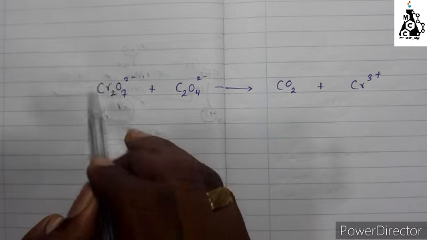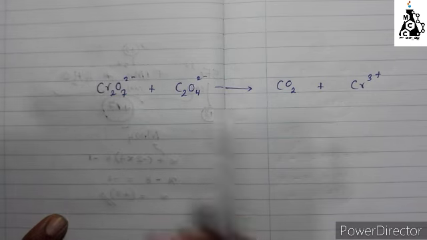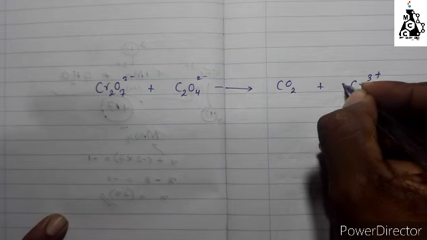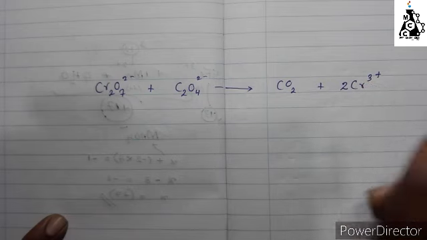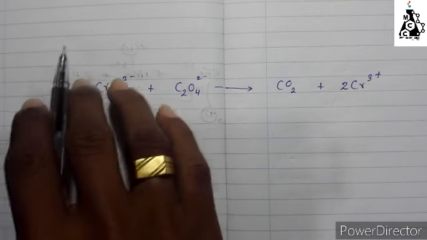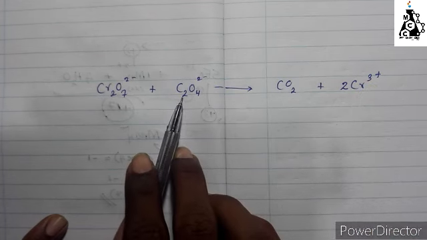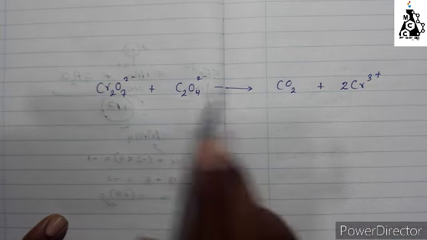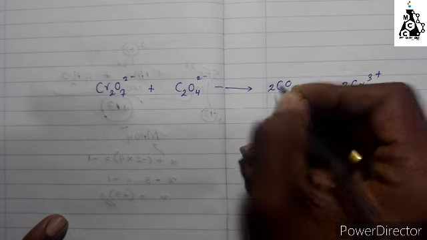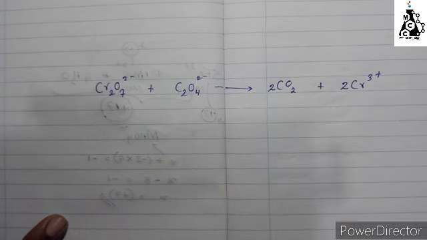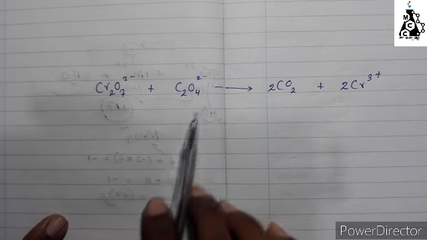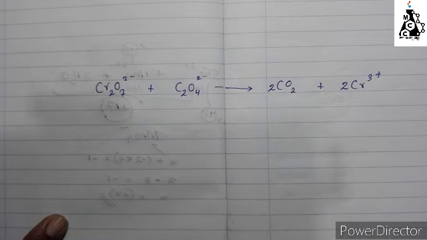They have 2 chromium atoms. Because of that, first of all, you have to add 2 and balance chromium on your left hand side and right hand side of the equation. They have 2 carbon atoms here. Because of that, you have to add 2 and balance carbon atoms on your left hand side and your right hand side. Imagine this reaction will occur in acidic medium also. Let's figure out how you will balance this equation correctly.